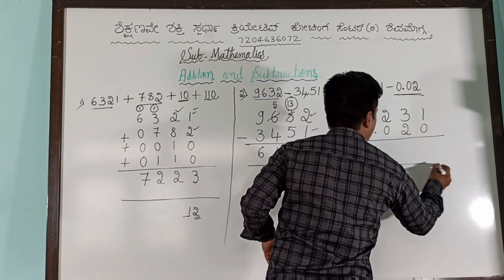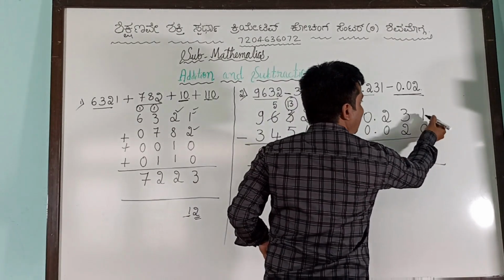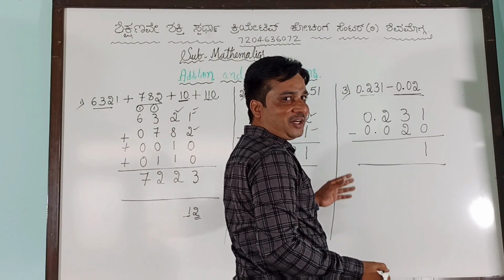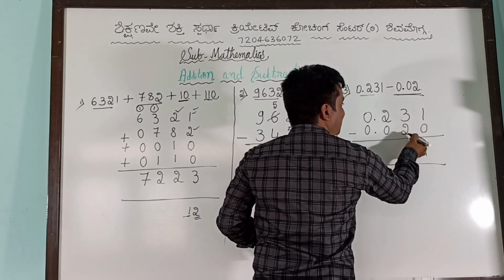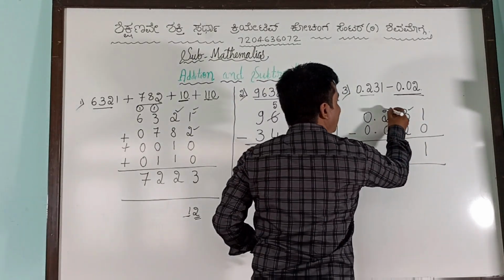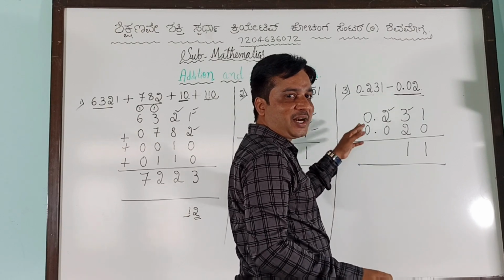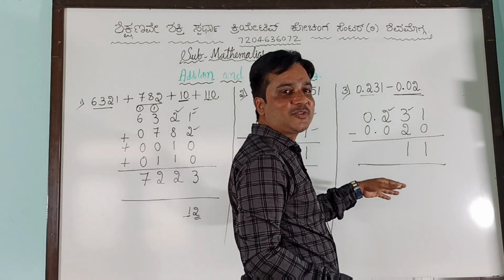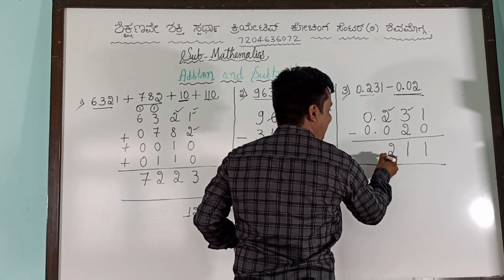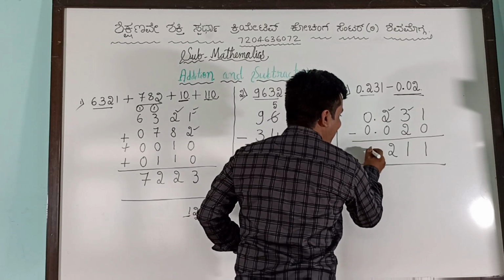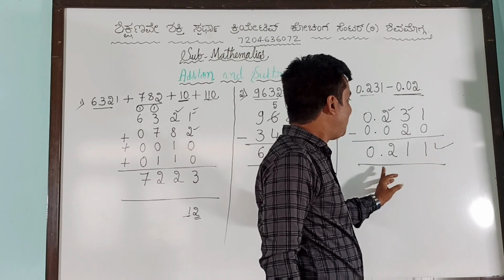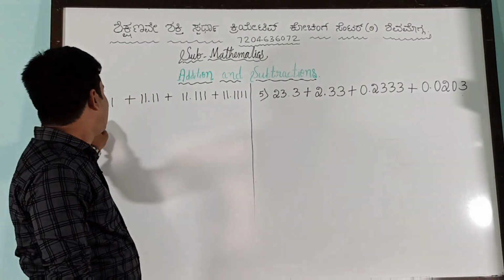Now what do we have to do? We have to subtract. Okay, see here, 1 minus 0 is 1, because we know the property. Next, 3 minus 2 is equal to how much? 1. Next, 2 minus 0. We know the property: any number subtracted from 0, the difference will be the number itself. So 2 minus 0 is 2. Next the point is there, 0 minus 0, let's write 0. So our answer is 0.211.